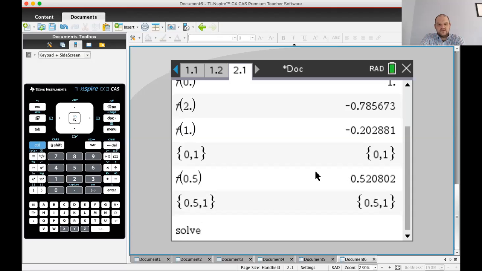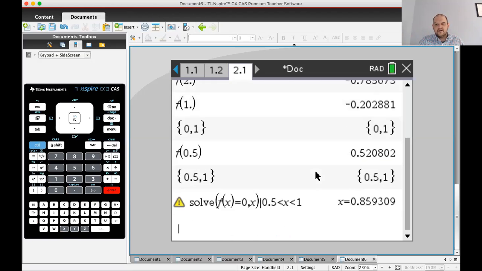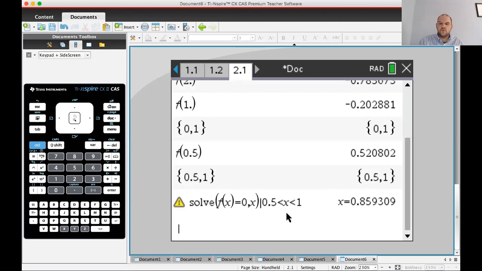Now let's see if that's true. Solve f of x equals 0 for x. Let's make sure we're on the interval, between 0.5 and 1. There's no guarantee it's going to be able to solve this. It has a lot of trouble with tons of trig functions. There we go, so we got a solution. It's also probably telling me that more solutions may exist, but all we needed was 1. So bisection method, if you're going to write this down, you go from 0 to 2, to 0 to 1, to 0.5 to 1. Guaranteed to be a 0 somewhere in there.